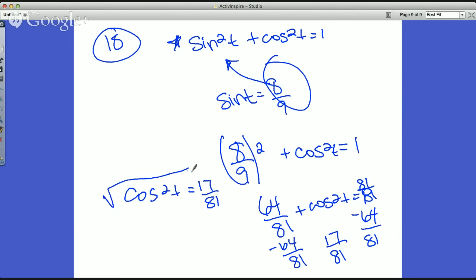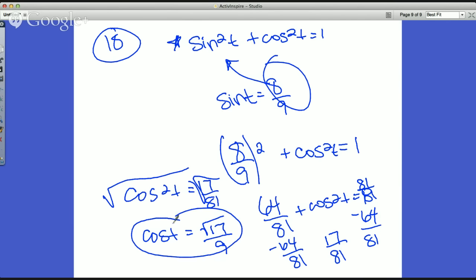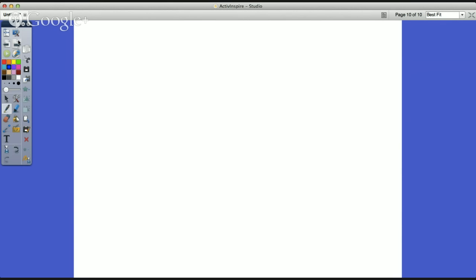I'm going to square root both sides. My answer now is cosine of t is equal to square root of 17 over square root on the bottom would be 9. So that should be what my cosine t is there moving forward. Okay?